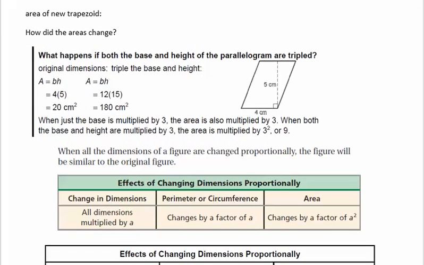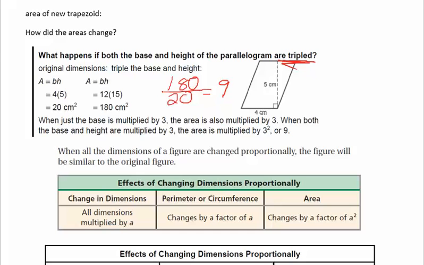All right, what if you change both dimensions? For example, what if you change both the base and the height? So in this one, they're tripling both the base of 4 and the height of 3. The original area was 20. The new area is 180. 180, the new, over the original is equal to 18 over 2, which is 9. It's 9 times the amount. So it's not equal to the amount that one side changed. It's equal to that squared.